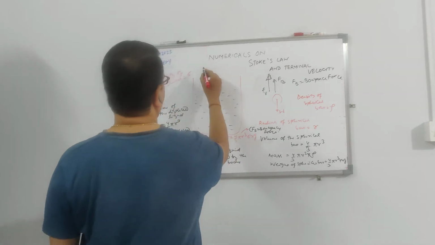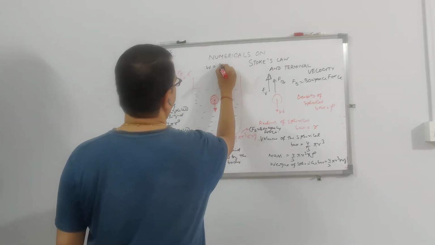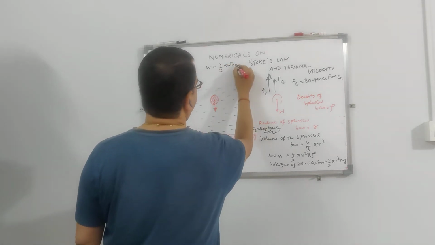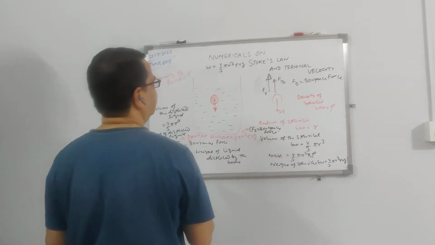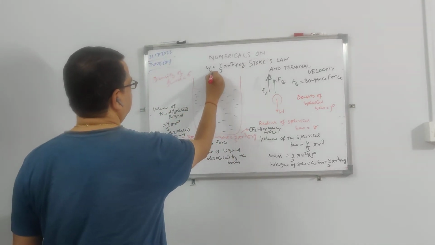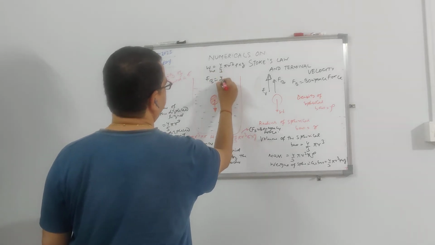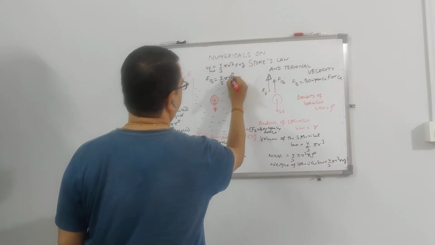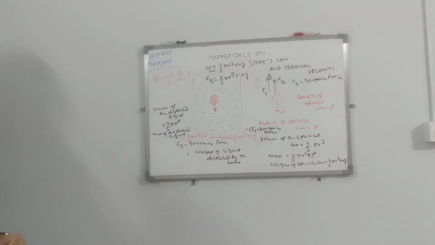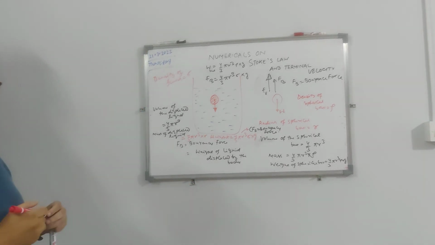Now we have got W and we have got FB. W is equal to 4 by 3 pi r cube rho into g, that is the weight of the ball. Then FB is equal to 4 by 3 pi r cube sigma into g. So these are the two forces. Then there is another force, which is called your viscous force.